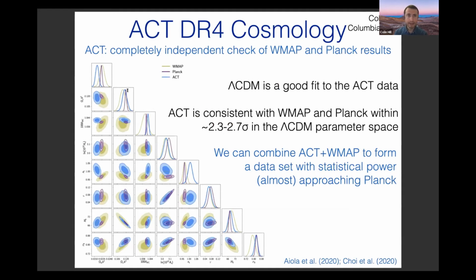ACT is getting to the point where it's now a completely independent check of both WMAP and Planck with relatively similar statistical power. Lambda CDM fits the ACT data quite well. You don't have to look at all these different posteriors, but the main takeaway is that these three experiments give generally very consistent results. Formally, it's consistent at the roughly 2 to 2.5 sigma level. This means we can then combine ACT and WMAP to form a data set that has statistical power almost approaching the Planck data, but it's completely independent of Planck. So it gives us a test of any potential systematic that you might worry about from Planck.